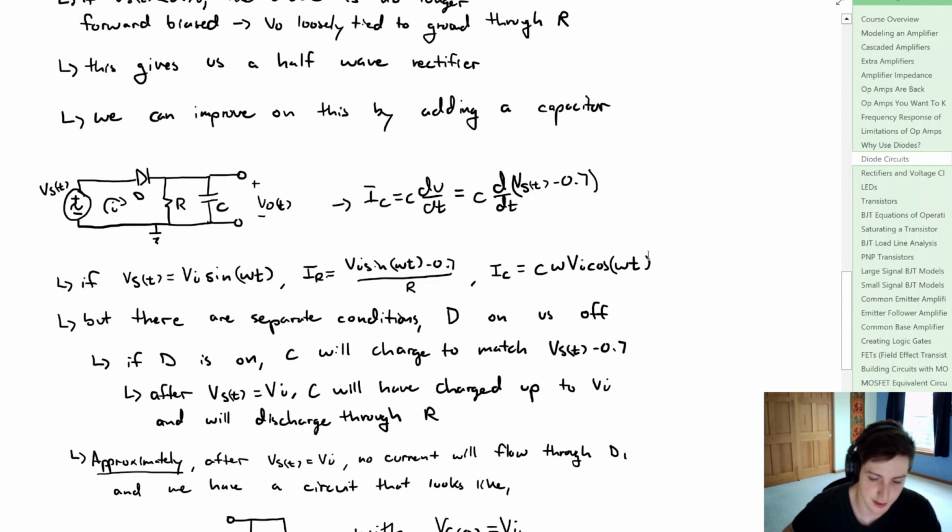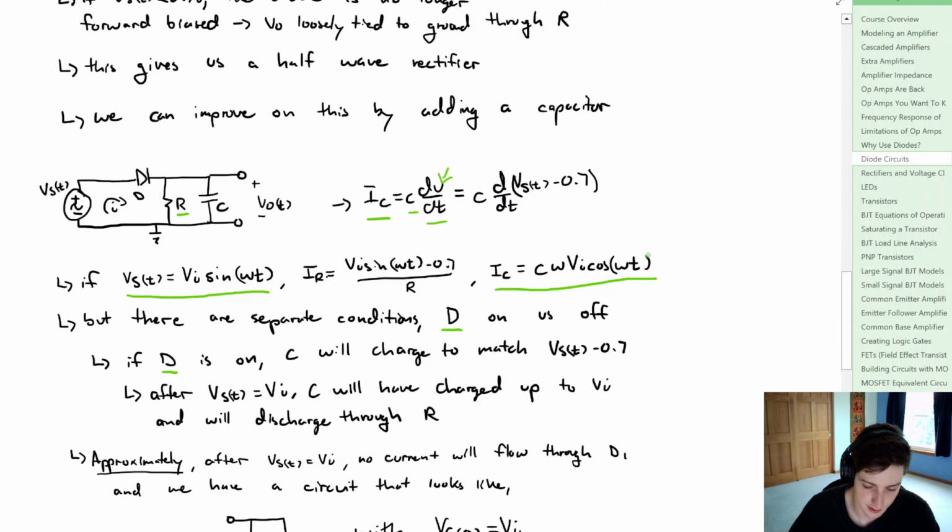Now this is where things get a little bit tricky. So we're going to recall that the displacement current for the capacitor was equal to C times dV/dt. So if we have our source voltage as some input voltage VI times sine omega t, the current through this resistor right here is pretty easy, and the displacement current for the capacitor is given as follows. But in this AC cycle, there are separate conditions. We have the diode being conducting or on, or non-conducting and off.